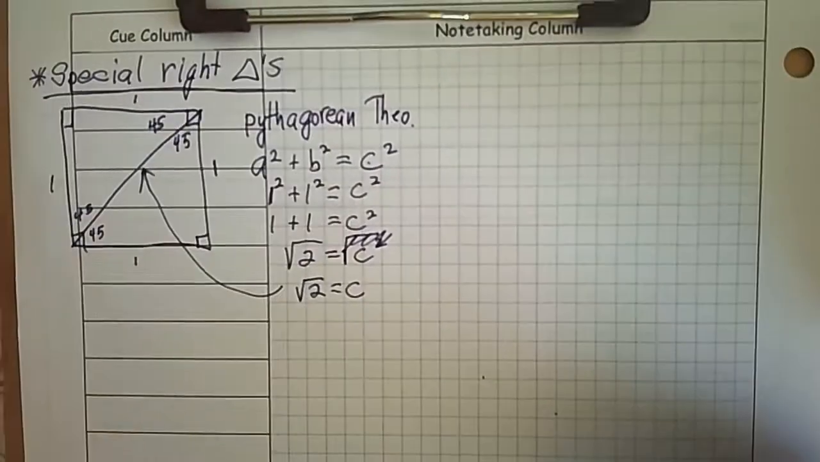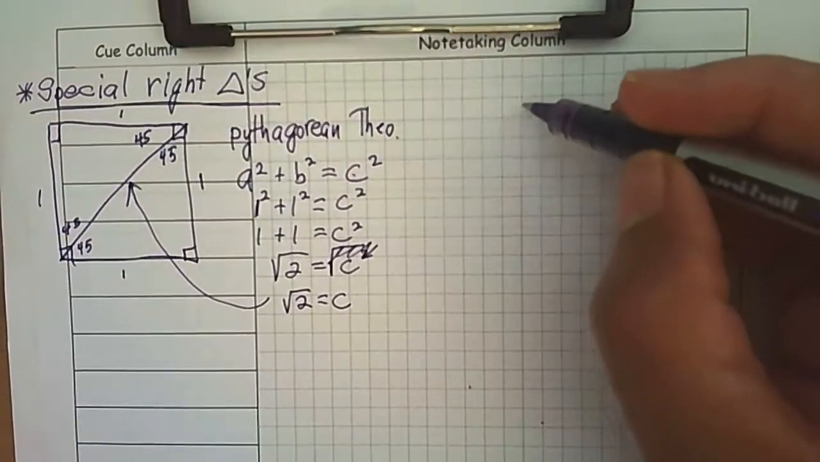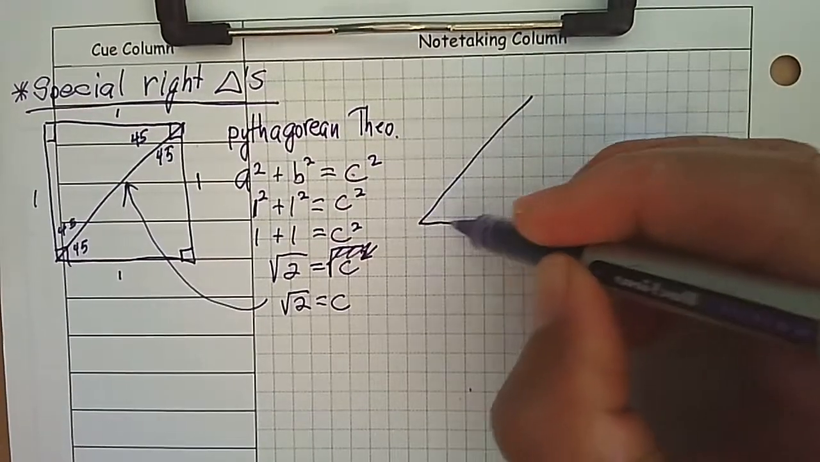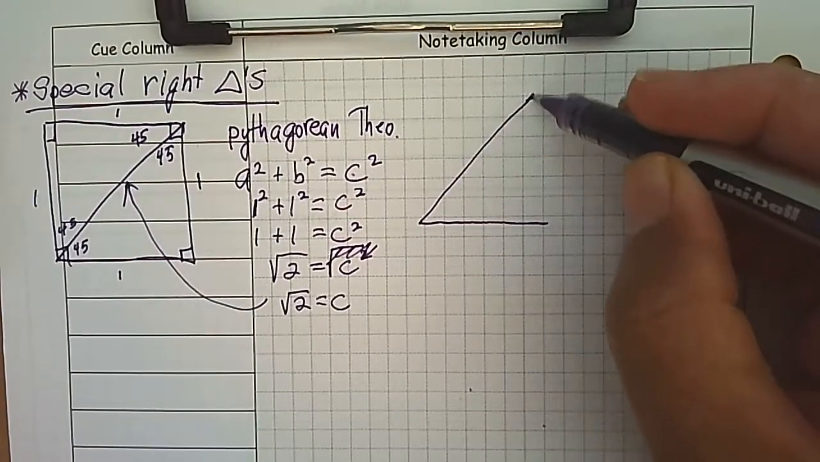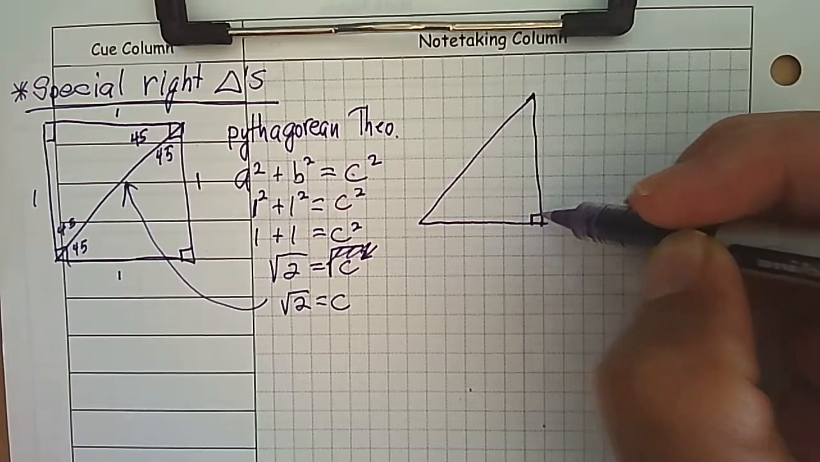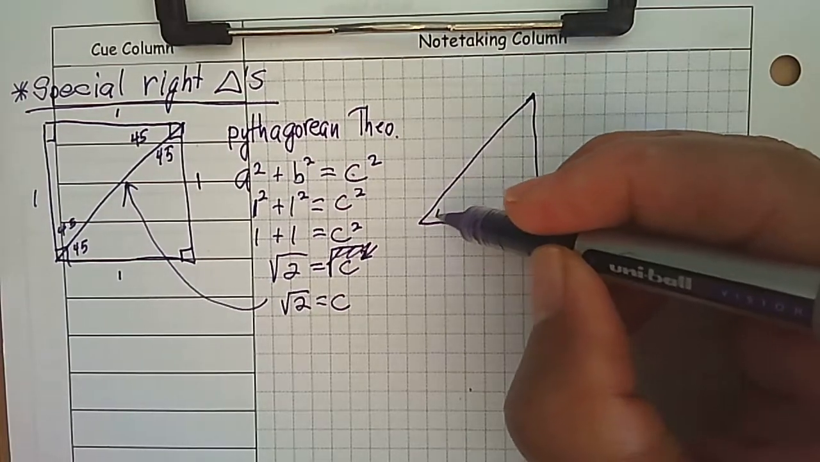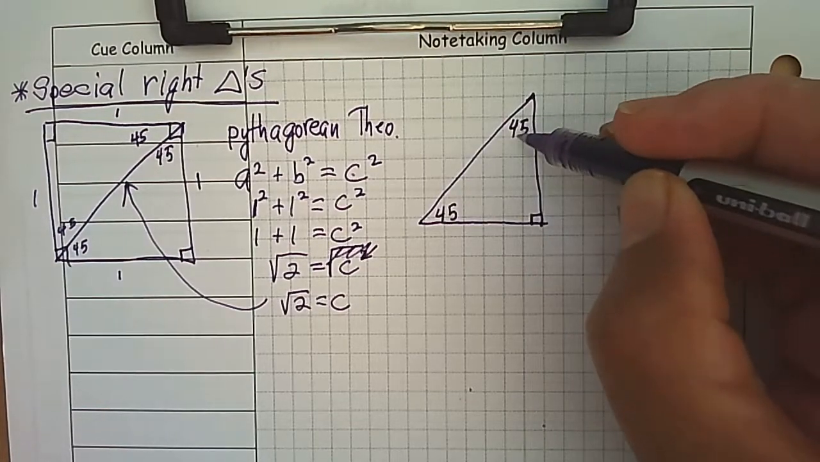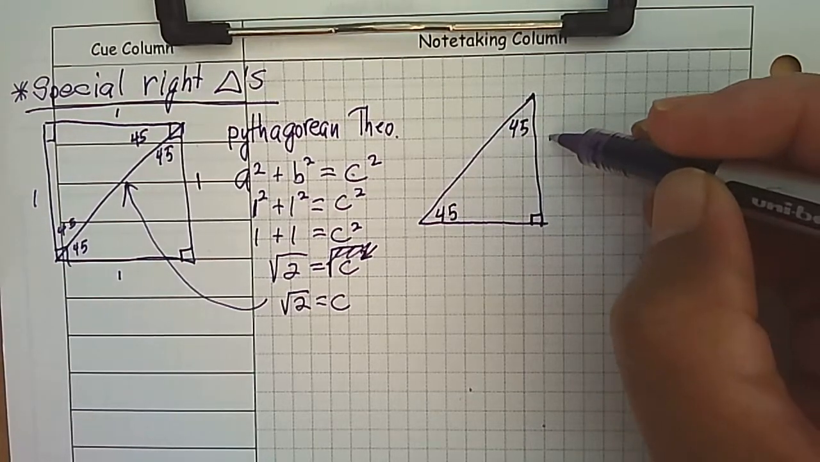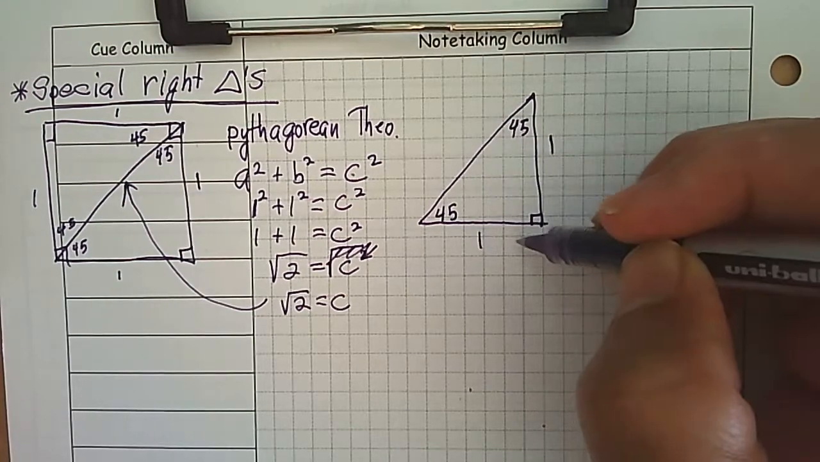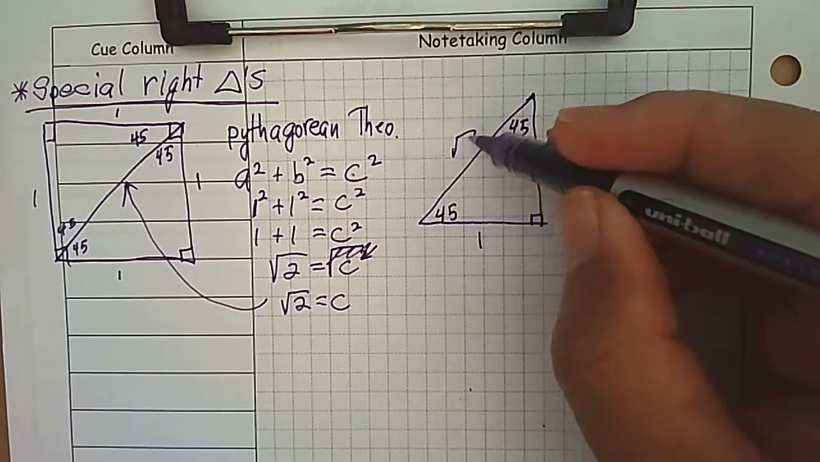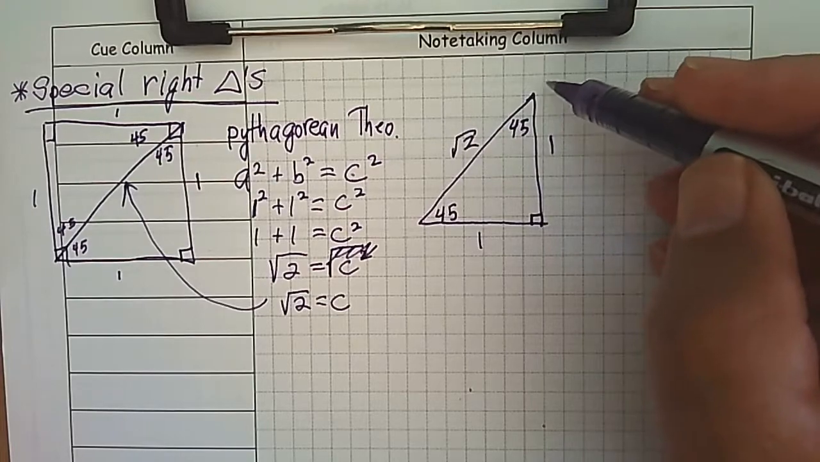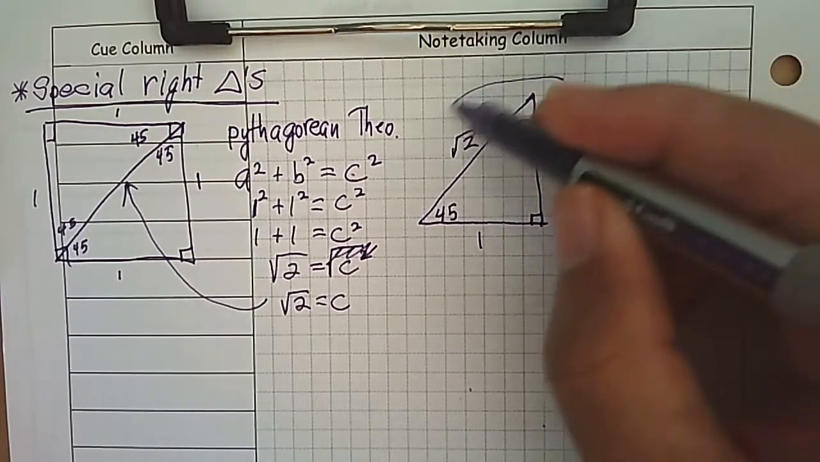So what you know now is the following. If you have a 45, 45, 90 triangle, the acute angles will be 45, 45, and this is 90. This will be 1, this will be 1, and the hypotenuse will be radical 2. Okay, memorize that. You need to memorize it.